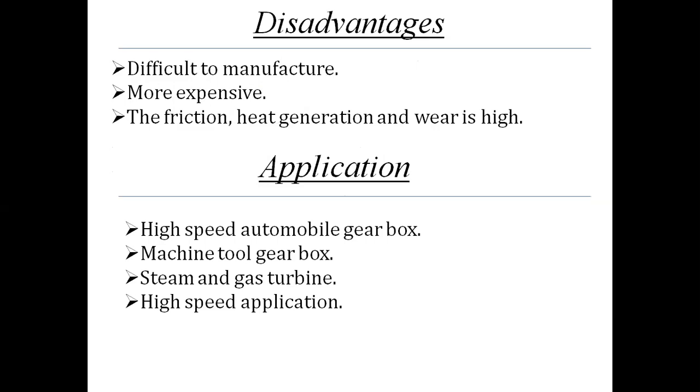And what is the disadvantage of the helical gear? As the teeth are inclined to axis of rotation, special arrangements are required for manufacturing the teeth, for cutting the teeth on the blank disc. So these are somewhat difficult to manufacture. When special arrangements are required for cutting the teeth, it will directly affect the cost, and the helical gear are more expensive than the spur gear.